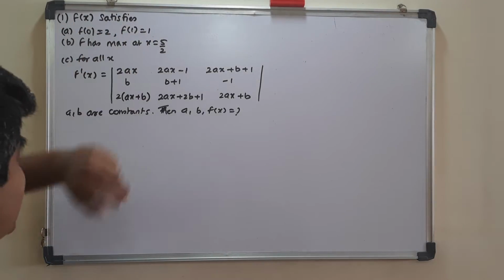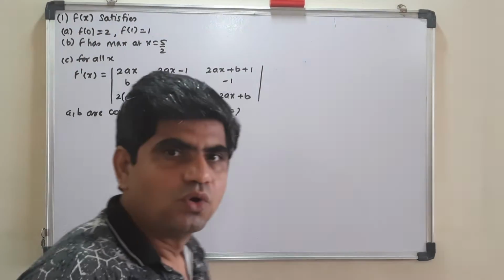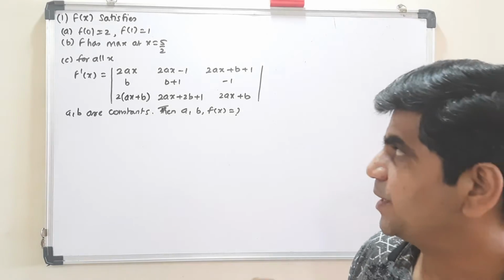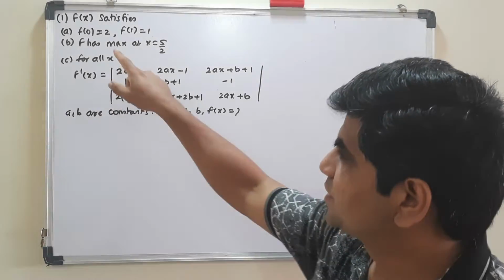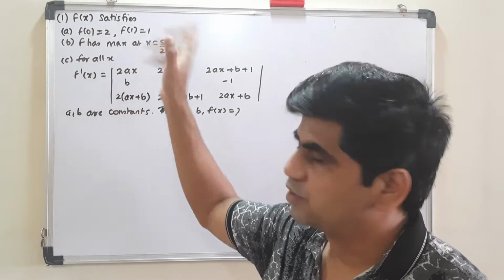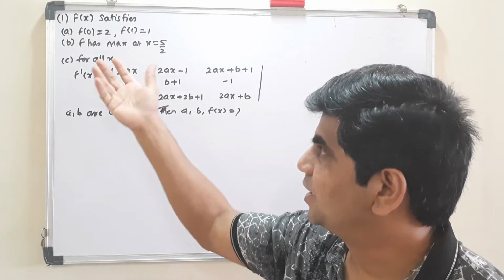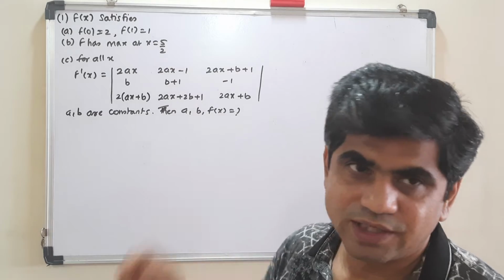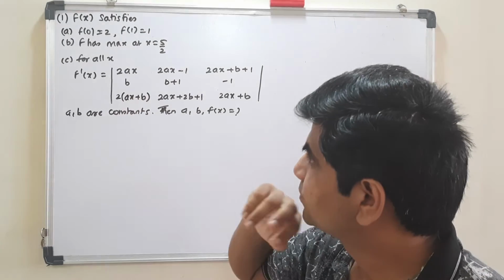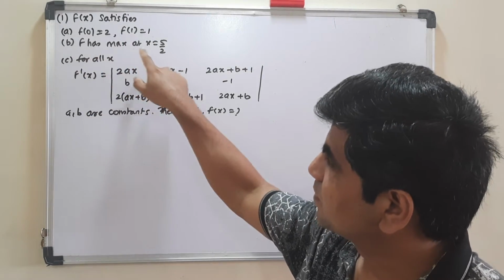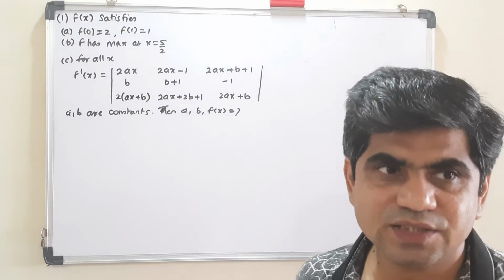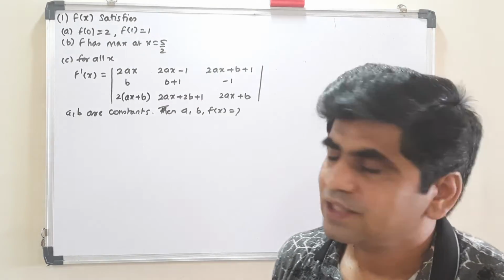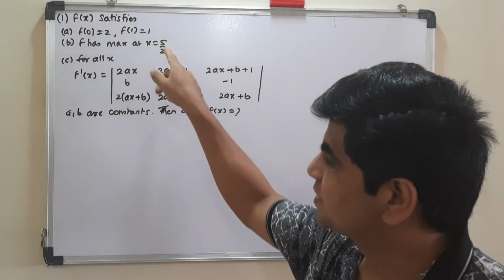Function of x satisfies what condition? It says function of 0 is equal to 2. That I can find if I get function of x first. Function of 1 also has a value 1. But the function has a maximum at x is equal to 5 by 2. That means this is very important for us. It has a maximum at x is equal to 5 by 2.